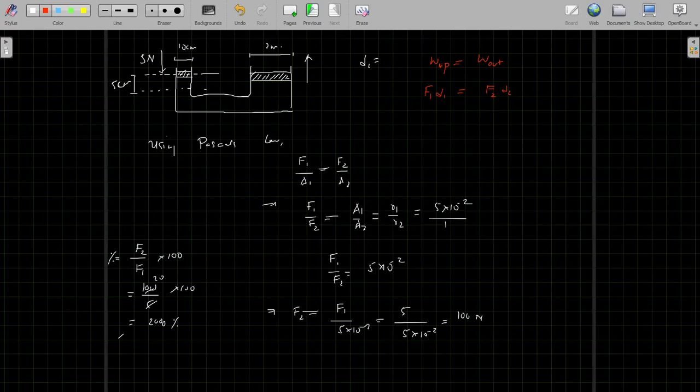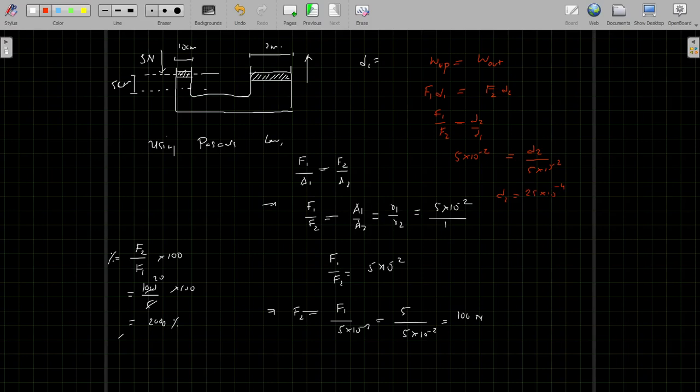So F1 by F2, how much do we know? D1 is given as 5 centimeter. So F1 by F2 is equal to D2 by D1. So F1 by F2, we know this as 5 into 10 to the power minus 2, and D2, the displacement, is what I need to find. This is not the diameter, this is the vertical displacement. And D1 is how much? 5 centimeter. So 5 into 10 to the power minus 2, that gives me D2 as 25 into 10 to the power minus 4.